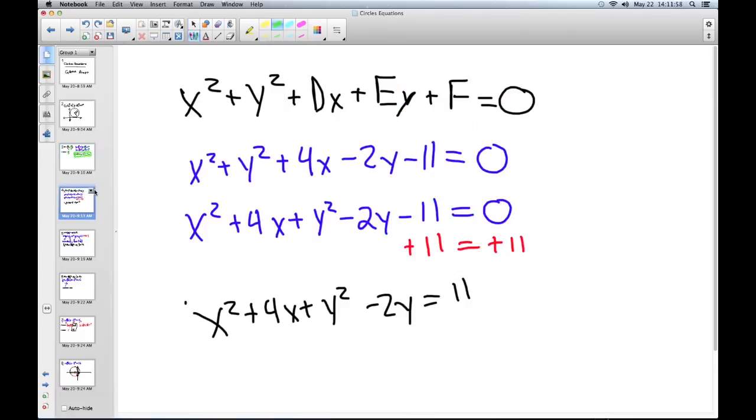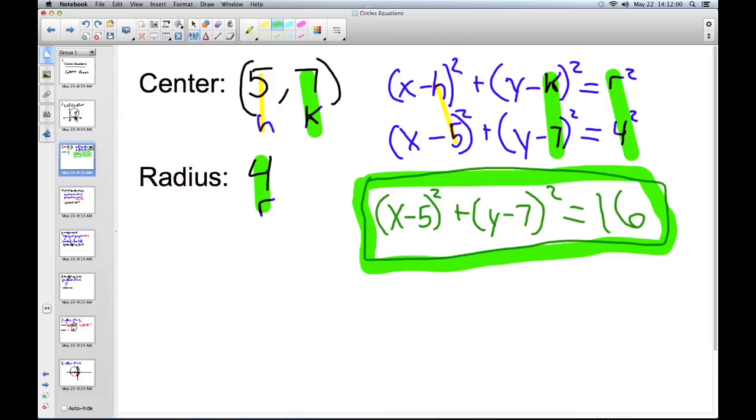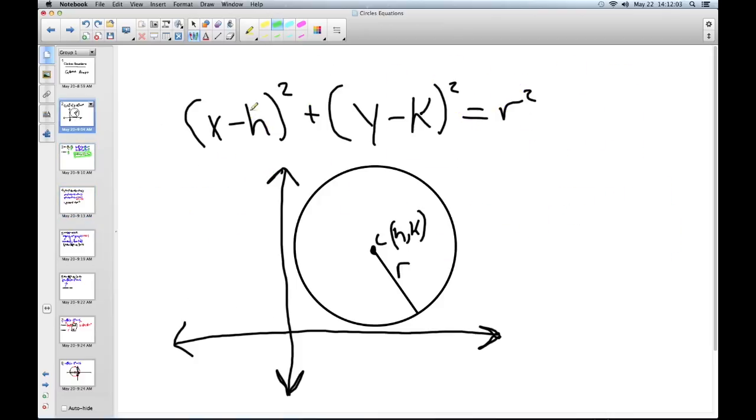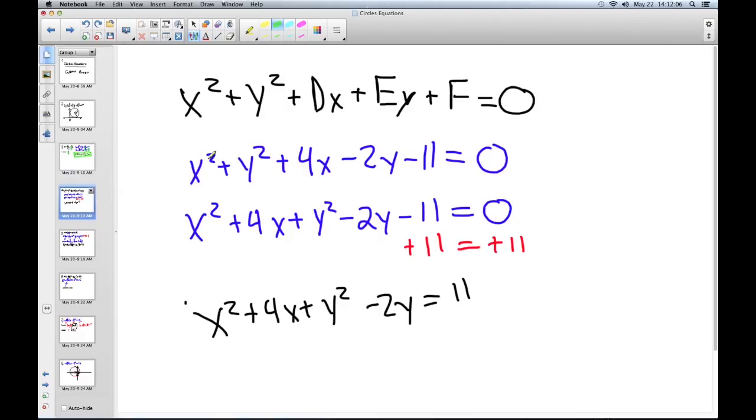So here is the top one here. This is the standard circle equation, and this right here is the general circle equation.